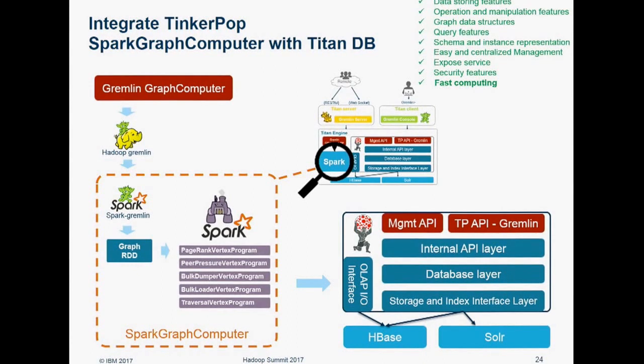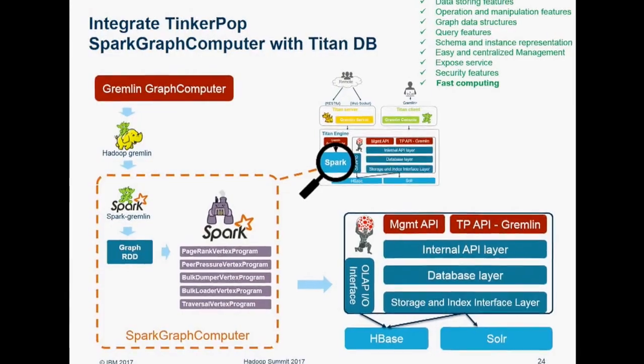Okay, so we put a last check mark over there, which is the computing part.